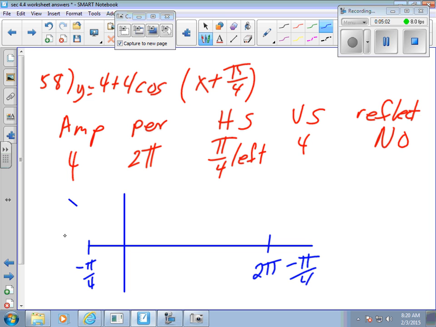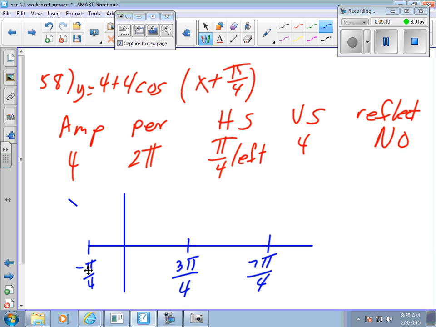Because pi over 4 is moved over here, we will end pi over 4 before 2 pi. And if I look at that, simplify my fraction, I get 7 pi over 4. We know we need to do some half-c's, so -1 plus 7 is 6. 6 divided by 2 is 3. So my middle is going to be 3 pi over 4.